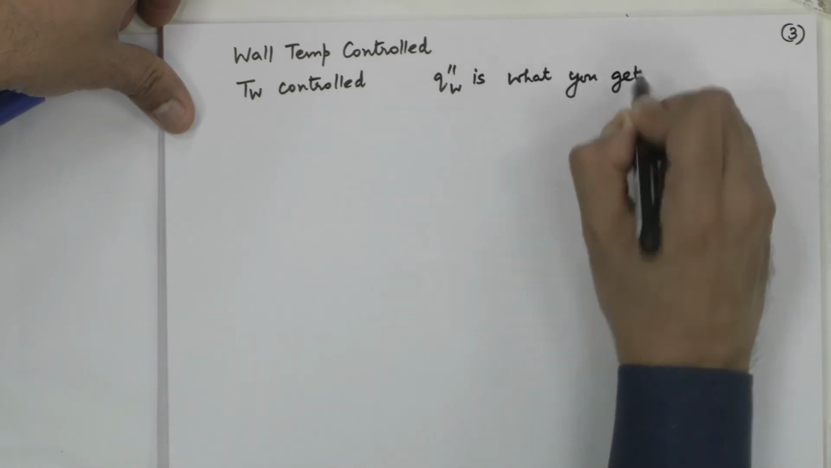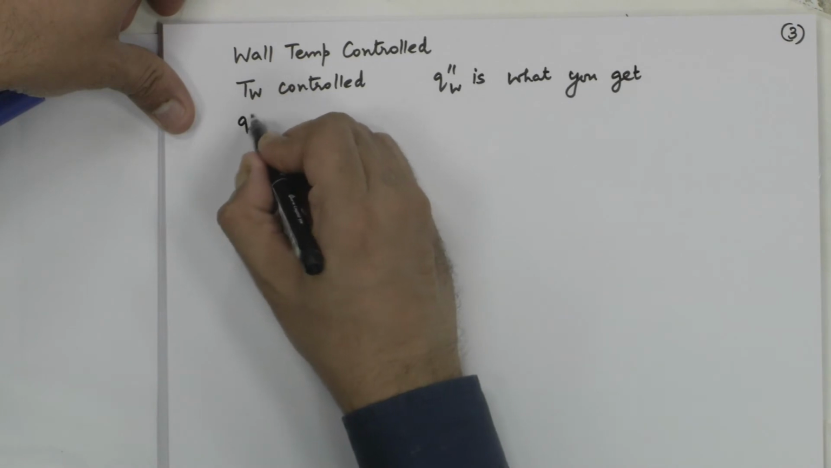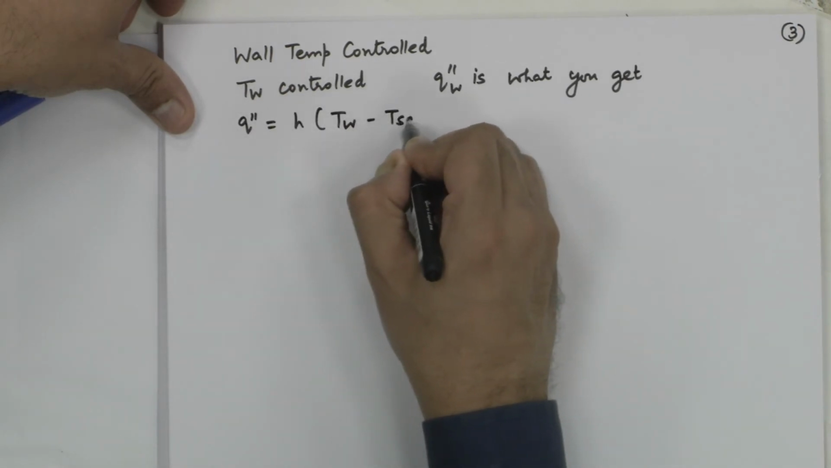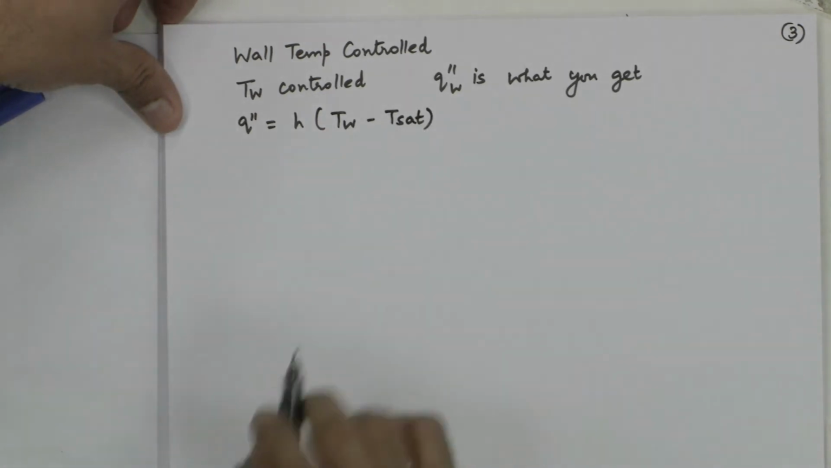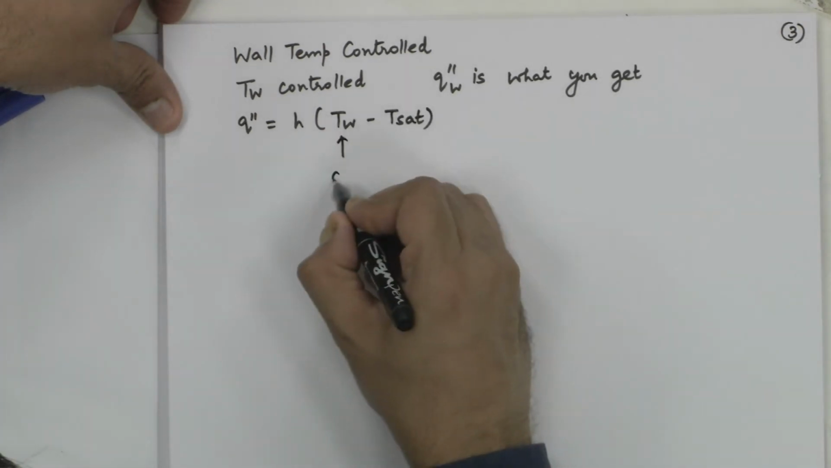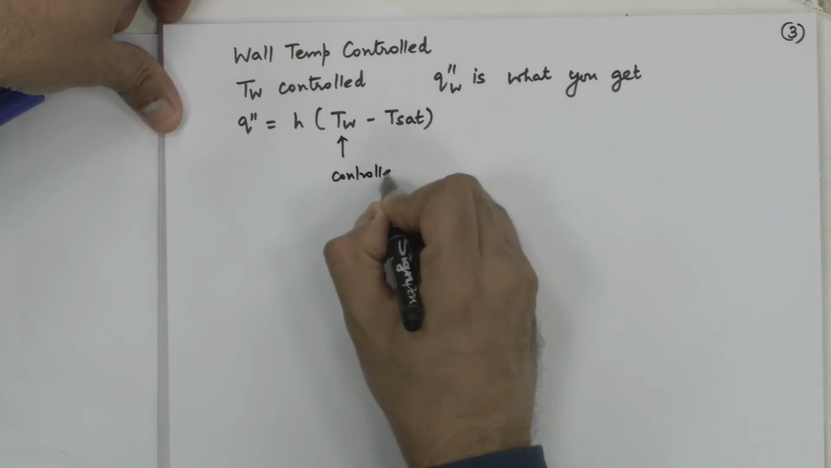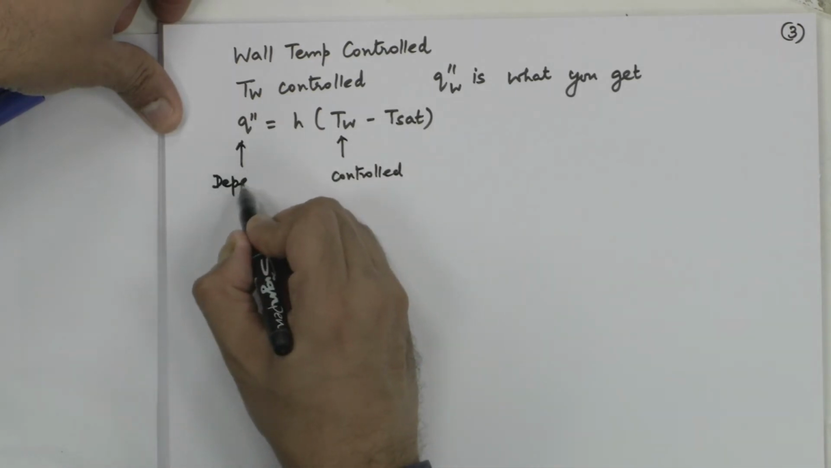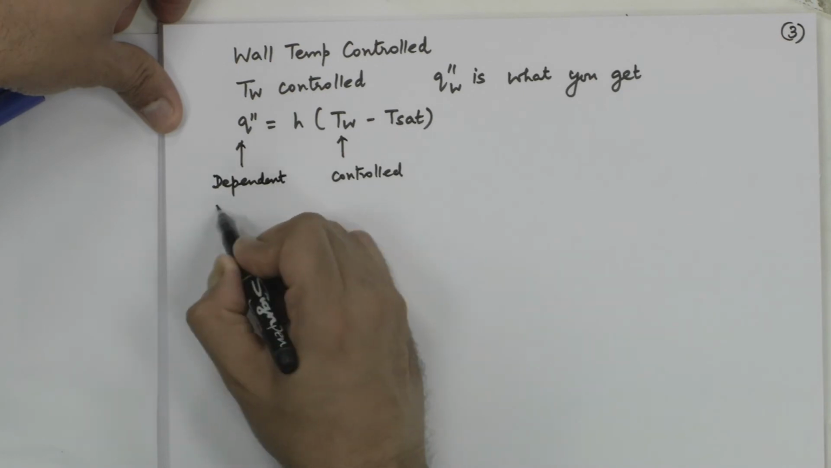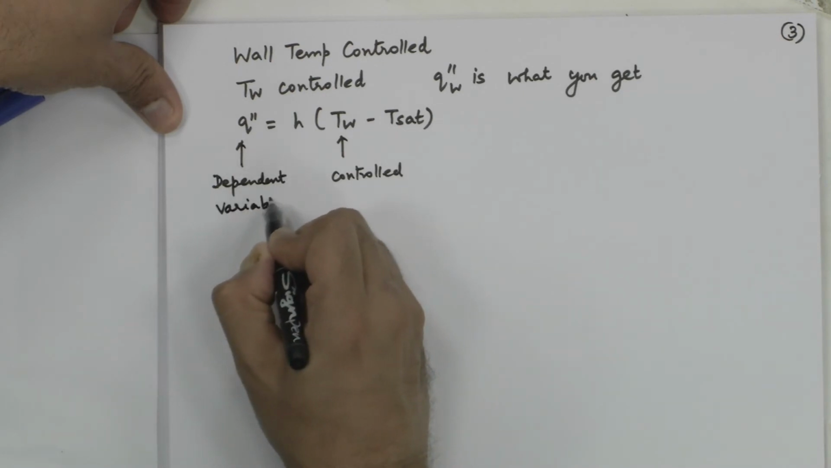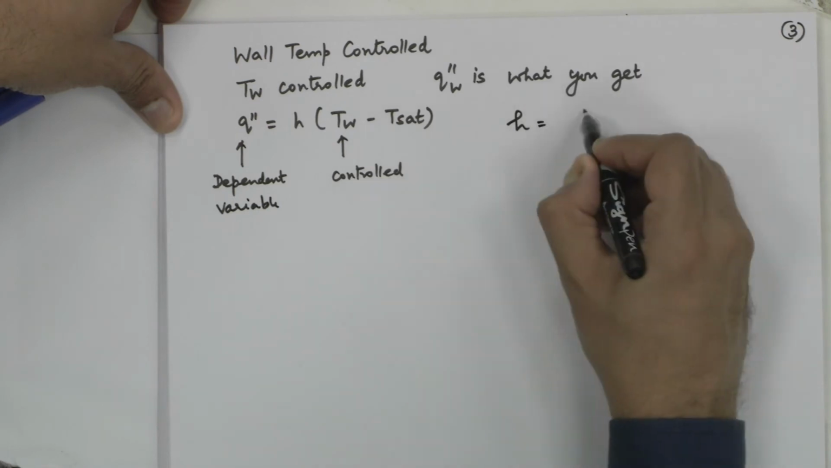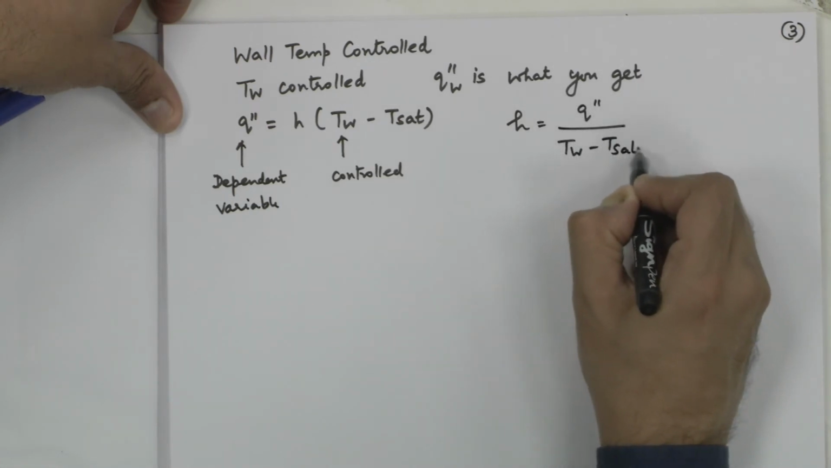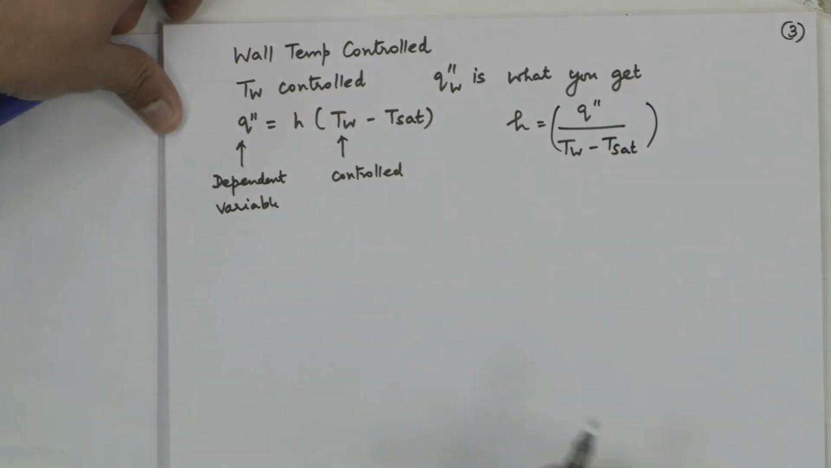I can't control both, right. So, Q double prime is equal to h times (T wall minus T sat). This definition is sacred for us. This is being controlled, and this is the dependent variable, correct. And of course, h is equal to Q double prime divided by (T wall minus T sat). This is also sacred. What are we doing here?